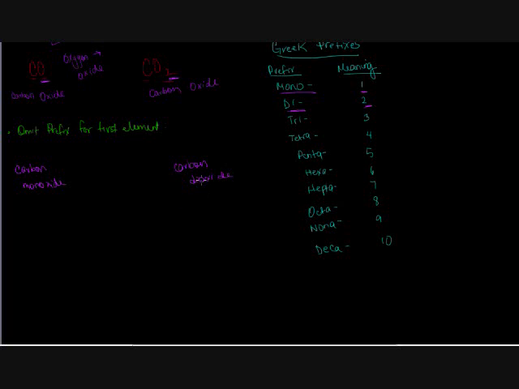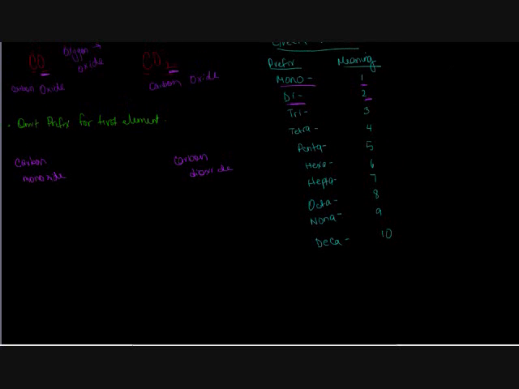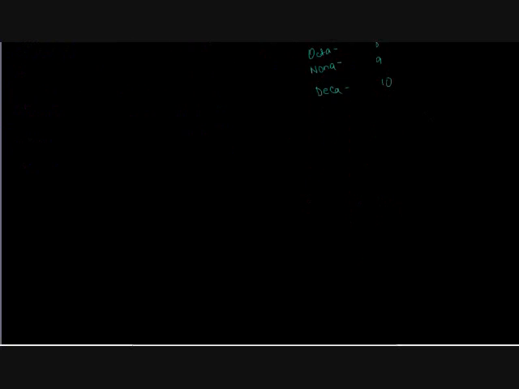Okay? So I hope that kind of clarifies what I mean by the difference between a binary compound being 2 types of elements, not necessarily only 2 atoms. Because you can clearly see that in this case, we have 2 atoms. We have a carbon atom and an oxygen atom. But in this case, we have a carbon atom and 2 oxygen atoms. Okay?